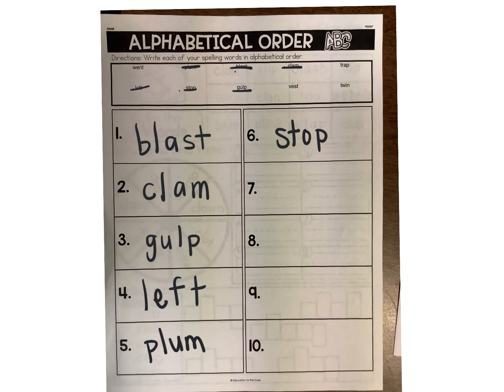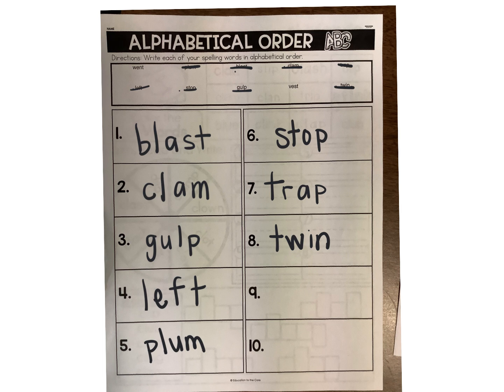T. We have two T words. So when we have two words that start with the same letter, we go to the next letter in the word and see which would come first in the alphabet. So out of trap and twin, what comes first in the alphabet? The R or the W? Yeah, the R. T-R-A-P. Trap. And then the next word is going to be twin. T-W-I-N. Good.